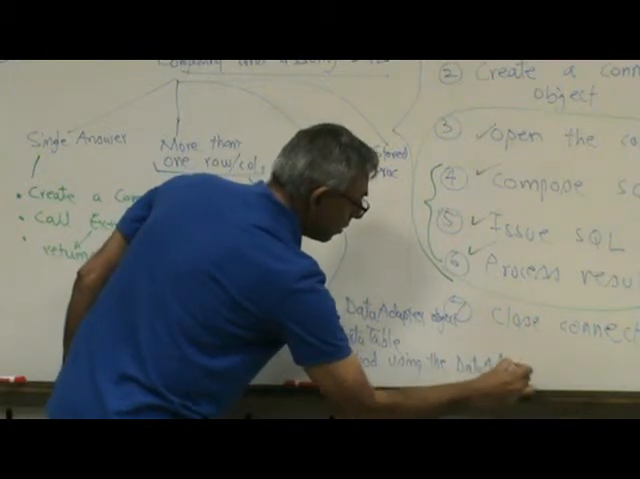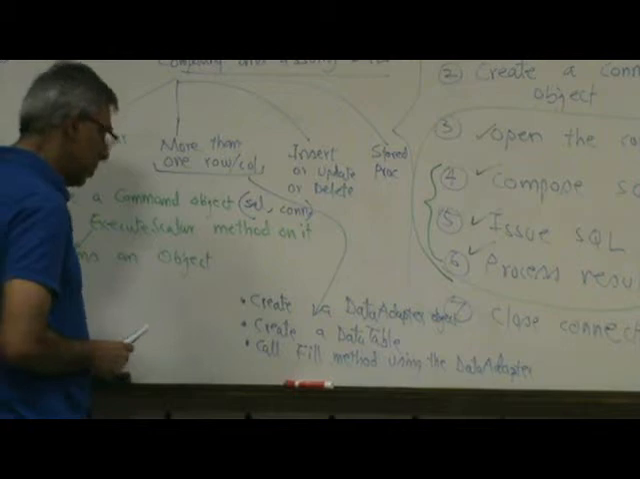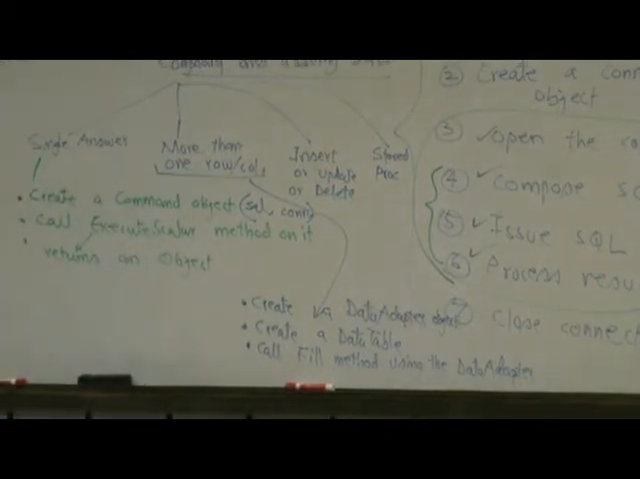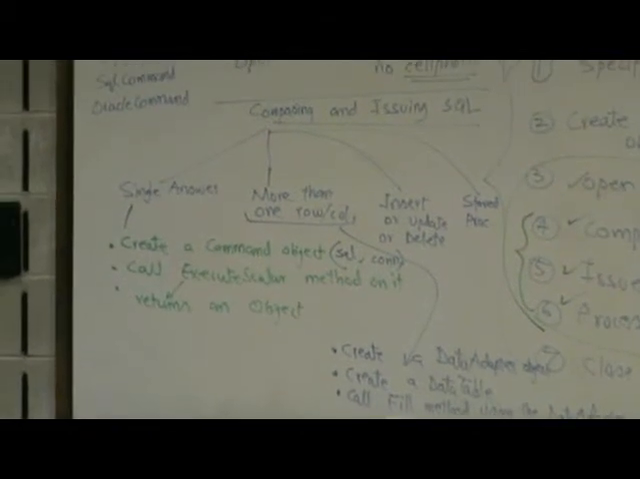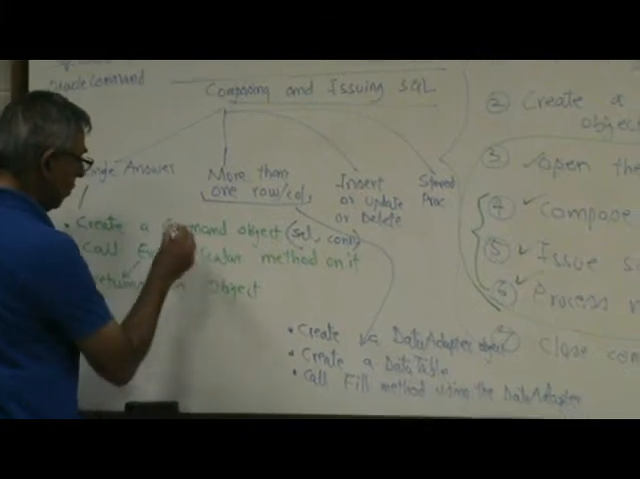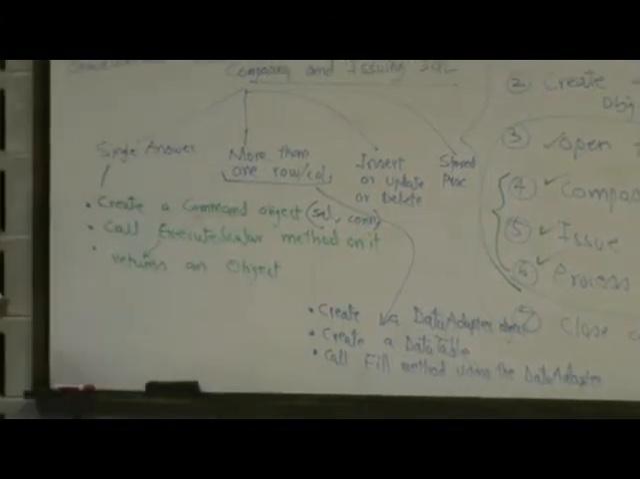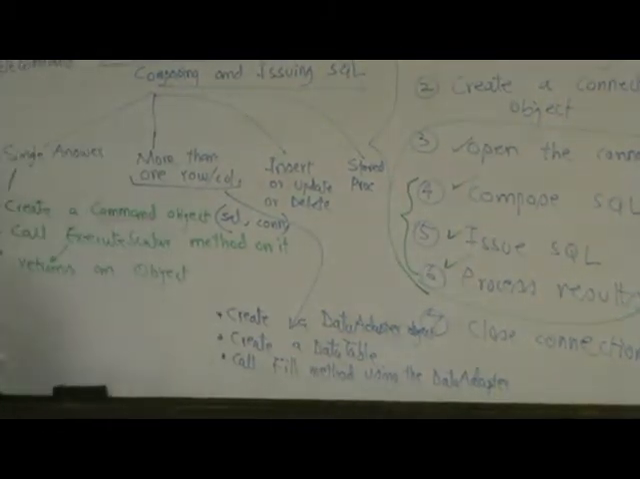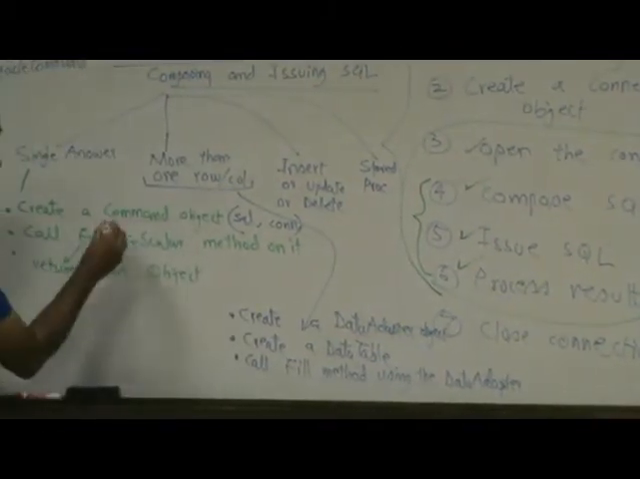And I'll show you the code in a second. Okay. So before I show you the real code, the question is, why do we have a different object over here? Why do we have a command object over here? And why do we have a data adapter object over here?